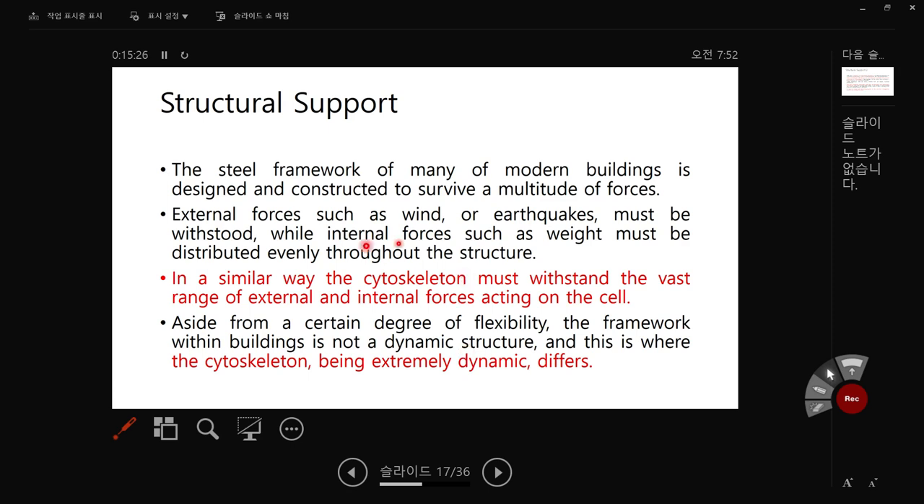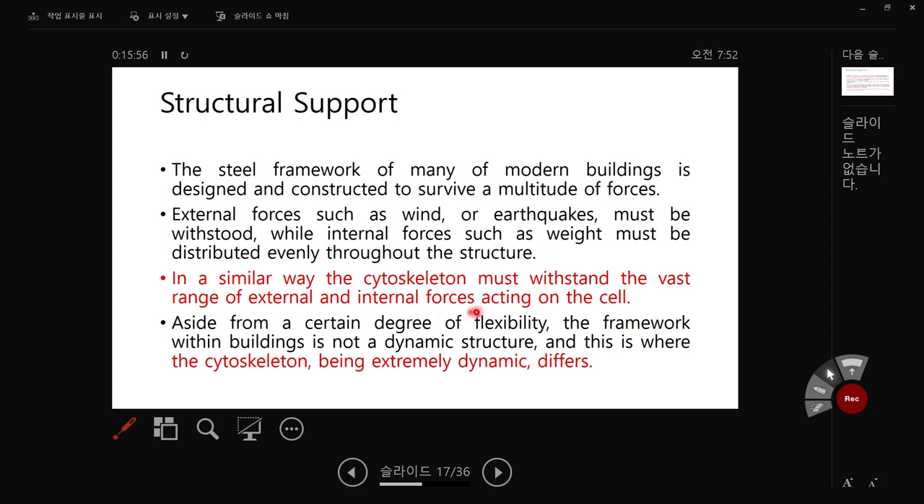Generally, the cytoskeleton provides structural support. The steel framework of many modern buildings is designed and constructed to survive a multitude of forces. External forces such as wind and earthquakes must be withstood, while internal forces such as weight must be distributed evenly throughout the structure. In a similar way, the three types of cytoskeleton must withstand the vast range of external and internal forces acting on the cell.